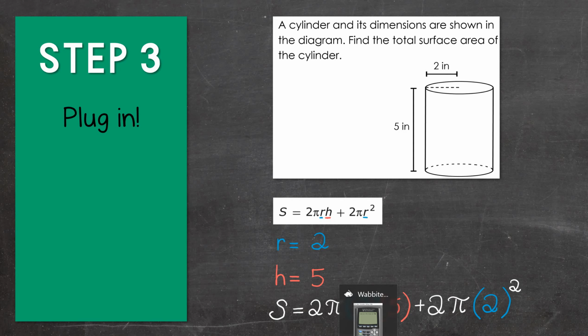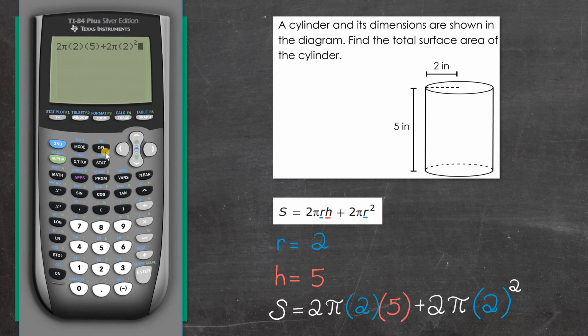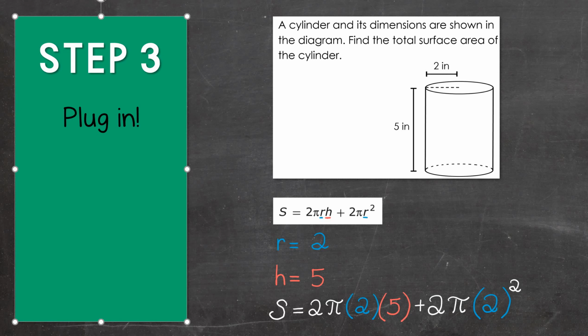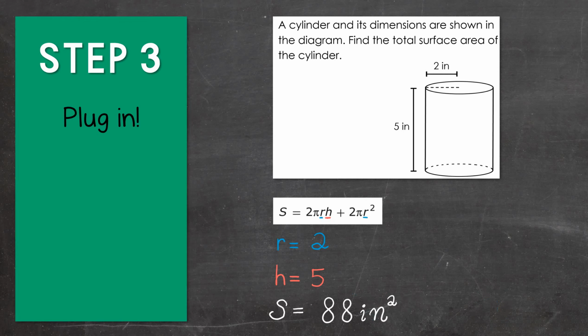Okay, now we're going to plug the whole thing into our calculator. Yours might look a little different, but we're just going to plug the whole thing in, and I got 87.9, and it keeps going. Alright, I'm going to round it. So I'm going to get about 88. Our units are inches. I'm going to put inches squared because it's area.